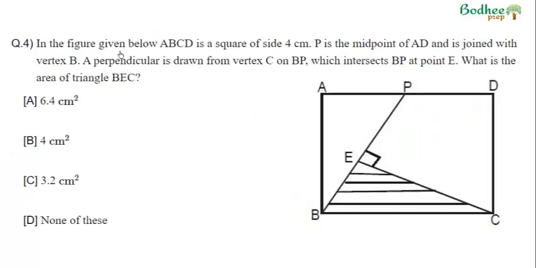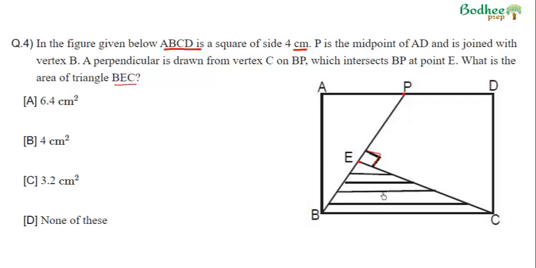Now here in this question, we have been given that ABCD is a square with side 4 centimeter, and P is the midpoint of AD, as we can see here, and is joined with the vertex B. So PB is joined, and a perpendicular is drawn from vertex C on PB, and that point of intersection is E, and this is 90 degrees, right? So we have to find the area of the triangle BEC.